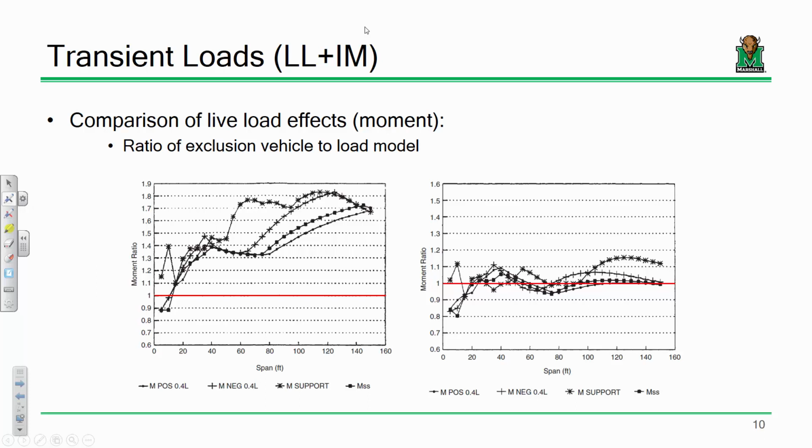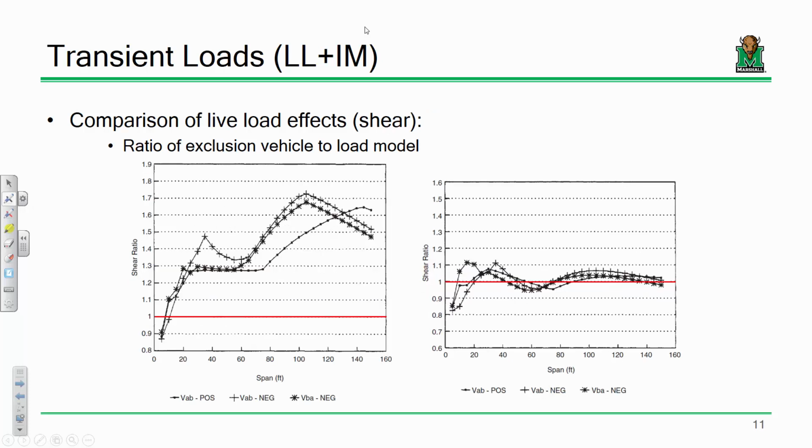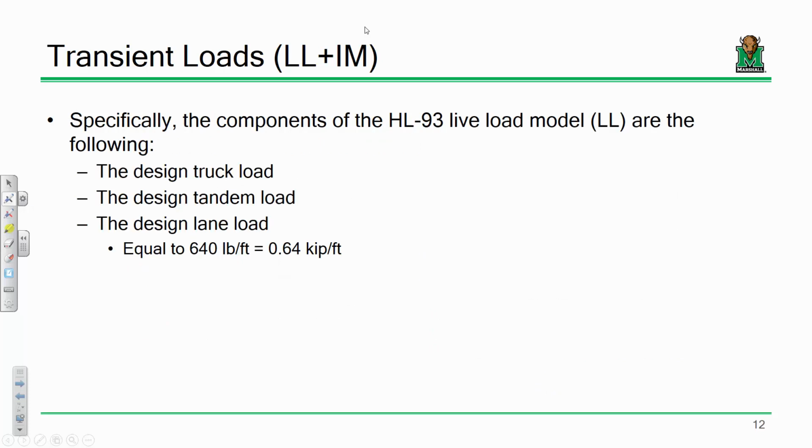Back in the day when we were just using the HS20 truck, there would be instances where we'd be seeing 1.8, 1.9 times the amount of moments. We'd be way under-predicting. Now we're doing a lot better. The scatter is a lot more controlled, so the model that we're using represents real world effects pretty well. Now, that's moments. Here's shears. So you see essentially the same trend.